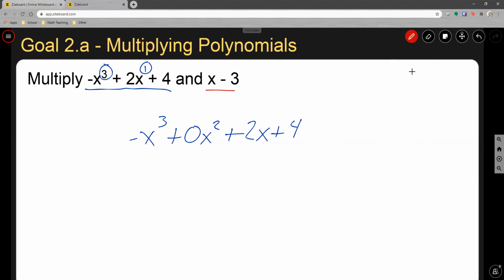I'm multiplying all that by x minus 3. And this is multiplication. I'm using the dot for multiplication because we use x's so much for variables. I don't want to cause any confusion.